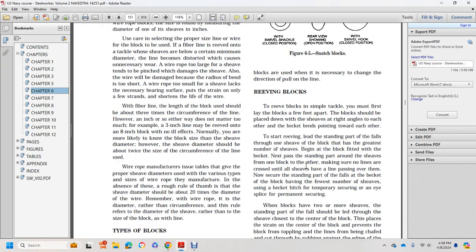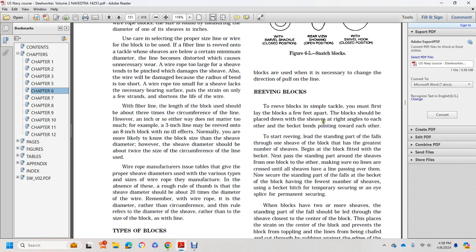Reeving blocks. To reeve a simple tackle, you must lay the blocks down with the sheaves at right angles to each other, with the becket ends pointing toward each other. To start, lead the standing part of the fall through one sheave of the block that has the becket, beginning with the sheave of the block fitted with the bracket.